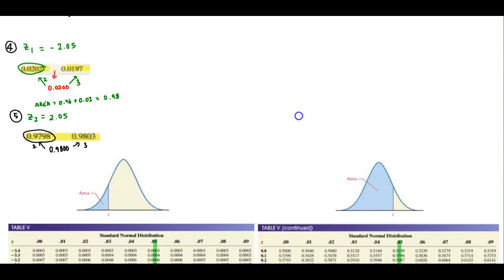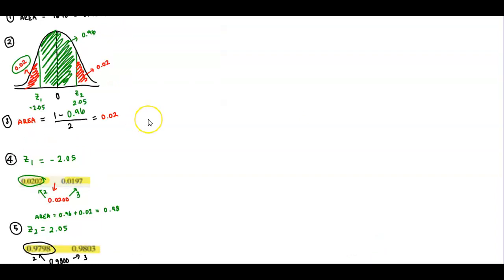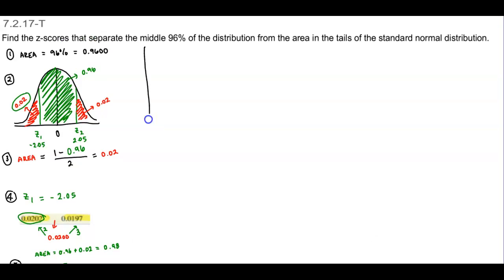And so therefore, the z-scores that separate the middle 96% of this distribution from the area in the tails of the standard normal distribution are negative 2.05 and 2.05. So we can label them here now: negative 2.05 and then 2.05. Okay, so now let's figure out how we would use this using the TI-84 calculator.